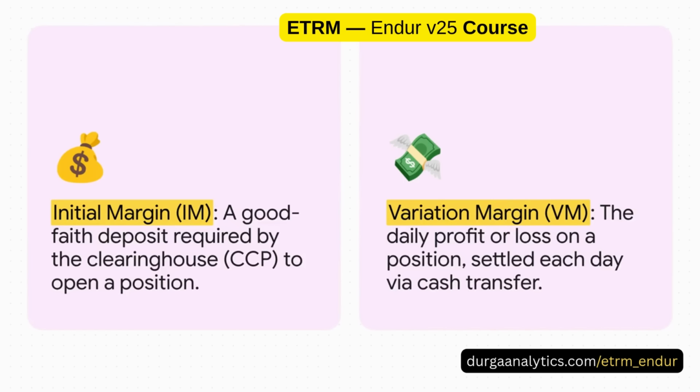There are two types of margin you absolutely have to know. First up is initial margin, or IM. The easiest way to think about this is like a security deposit you pay just to open the position. It's a good faith deposit. Second, and this is the one that's way more active day to day, is variation margin, or VM. This is literally the daily profit or loss on your position. Every single day, the clearinghouse calculates it, and cash moves back and forth to settle up. This is the mechanism that prevents massive debts from ever building up between parties.